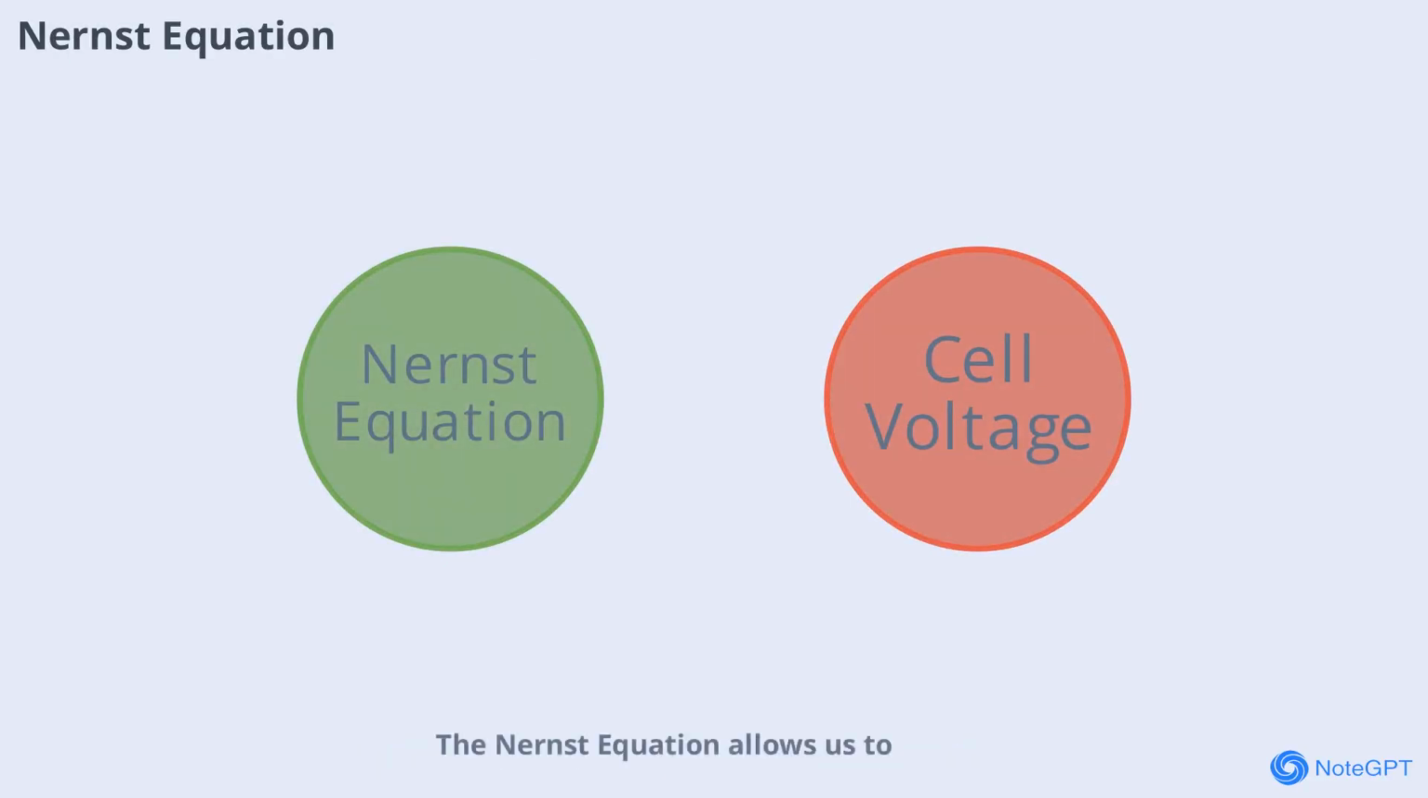The Nernst equation allows us to calculate the cell potential under non-standard conditions. We'll break down the equation, explain each term, and show how to apply it to real problems. This equation is vital for understanding how concentration affects the voltage of electrochemical cells.